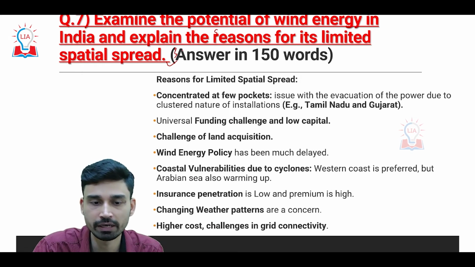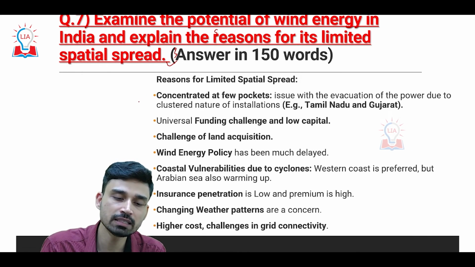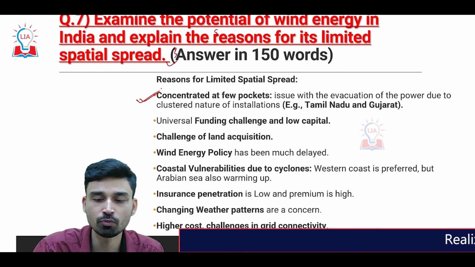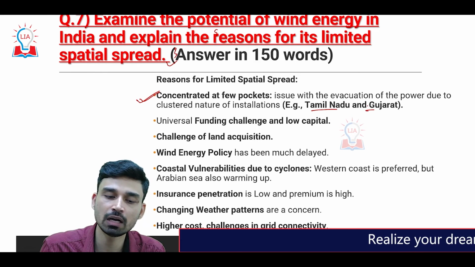Now, the second part of the question is obviously what are the reasons for the limited spatial spread of wind energy generation. So we have several reasons. The first reason is obviously the concentration in a few pockets in India, especially Tamil Nadu and Gujarat.